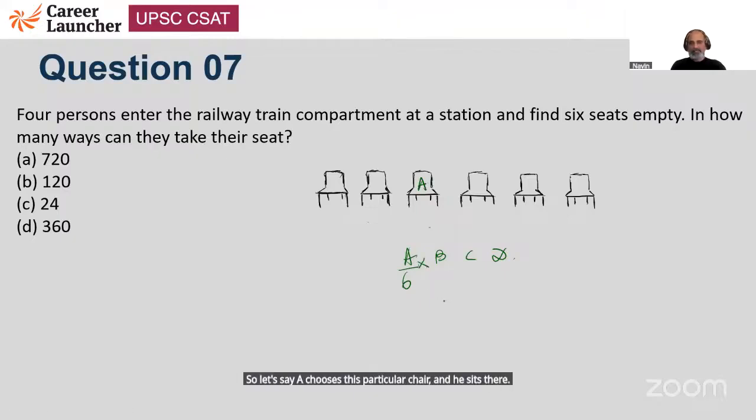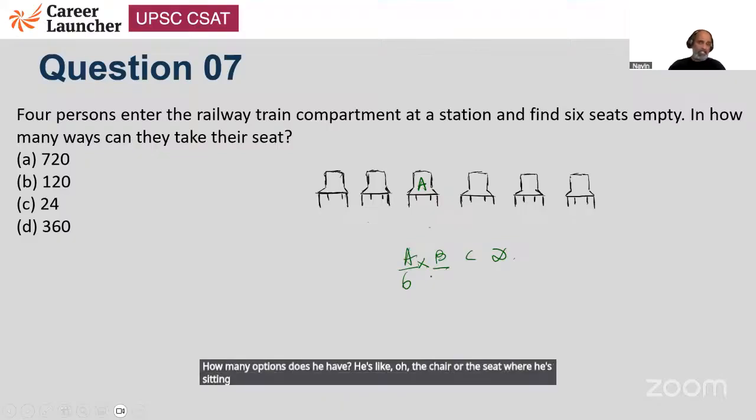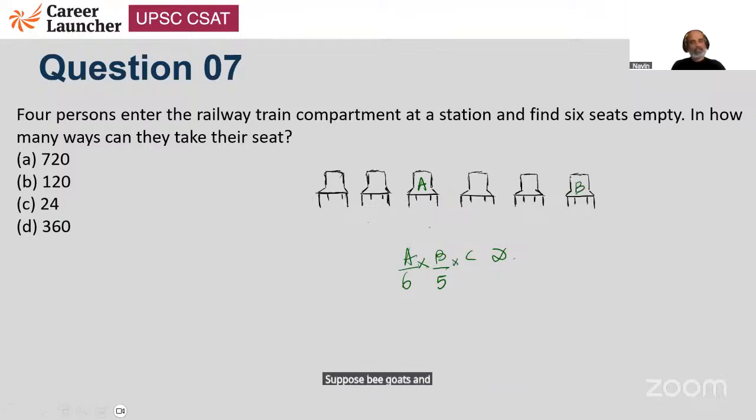Then I will go and ask B, how many options does he have? He's like, oh, the chair or the seat where A is sitting, I cannot go and say there is not enough space. So I have got 5 options or 5 seats left. So he goes and sits in one of these 5 seats. Suppose B goes and sits here at the corner rightmost.